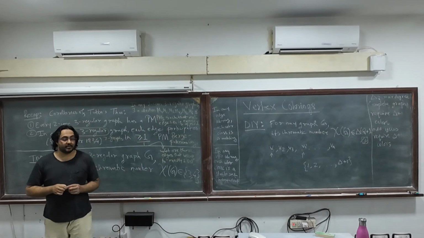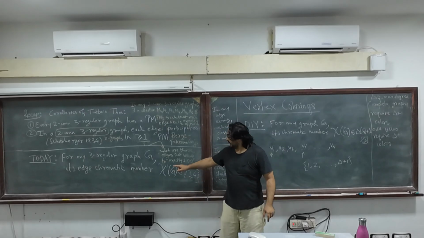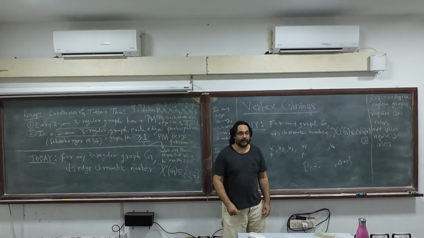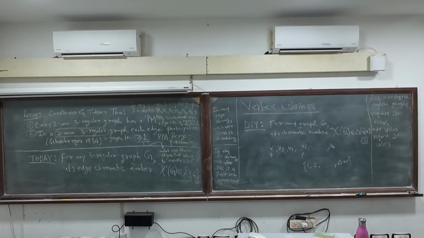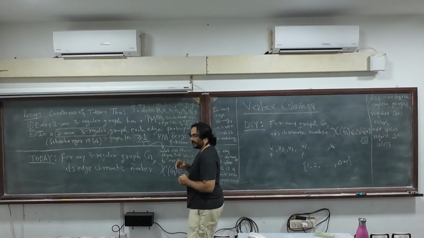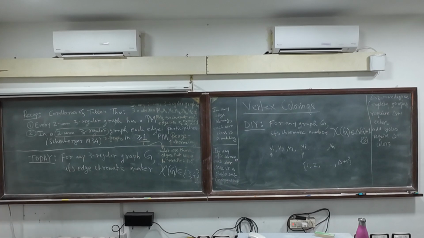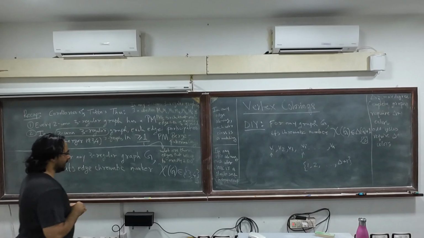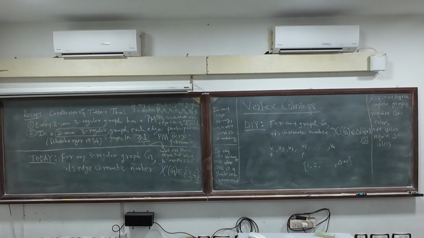So now what we will do is, we will use this result to prove this. For any 3 regular graph, the edge chromatic number is 3 or 4. Okay? Think about how you would do that. How would you use this vertex coloring result to prove an edge coloring result? If you have already seen certain concepts, that might help you. If you haven't, we'll try to come upon them together.